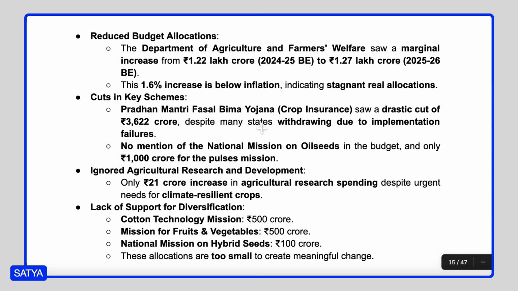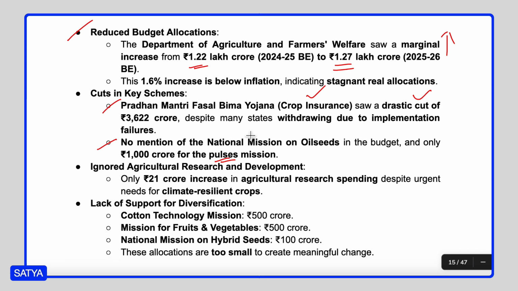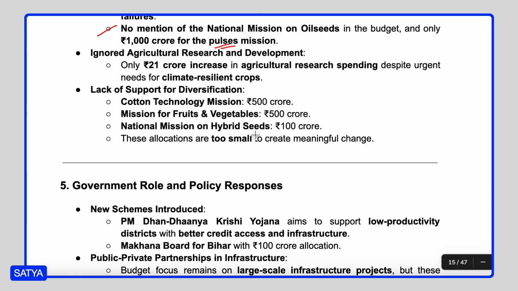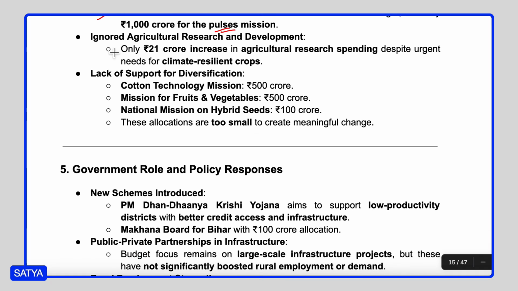So friends, in the latest budget, they reduced the allocation. If you observe, the budget estimates slightly increased from 1.22 to 1.27 lakh crore. This is the budget estimation. When it comes to key schemes like Fasal Bima Yojana, that is crop insurance, there is a drastic cut of 3,622 crores, no mention of the National Mission on Oilseeds, and only 1,000 crores for the pulse mission. So there is some reduction and no mention of some important key schemes in agriculture. They ignored agriculture research and development. Only a 21 crore increase in agri research. That is one of the challenges.